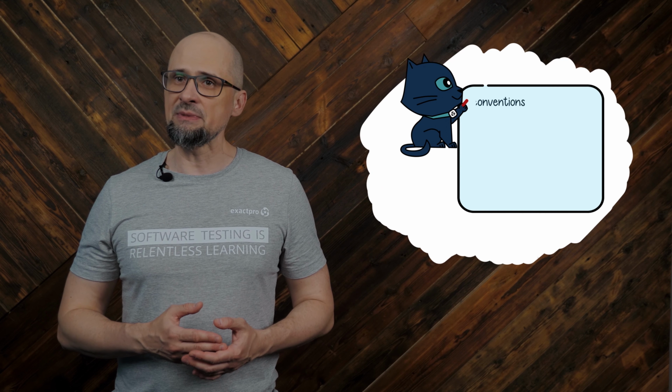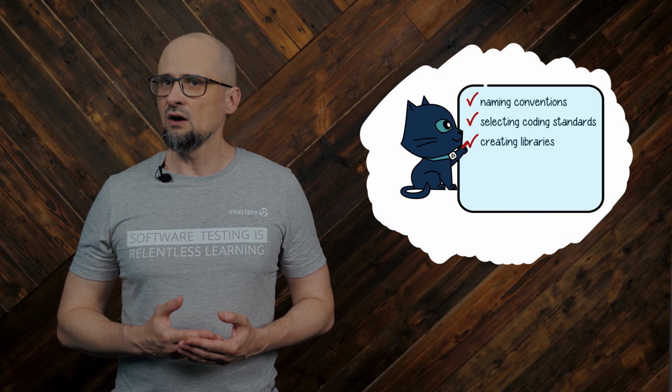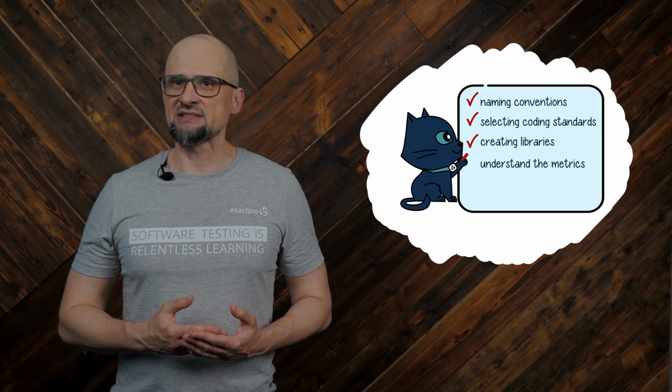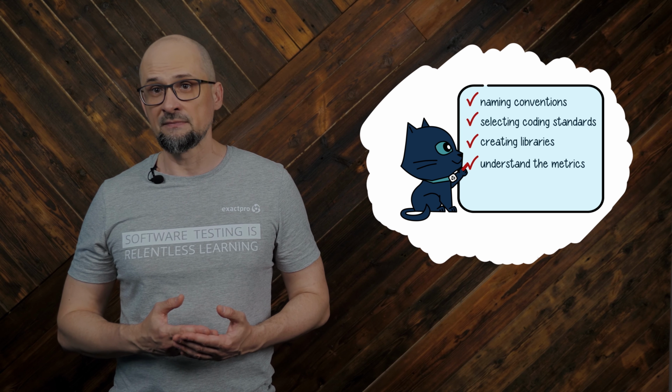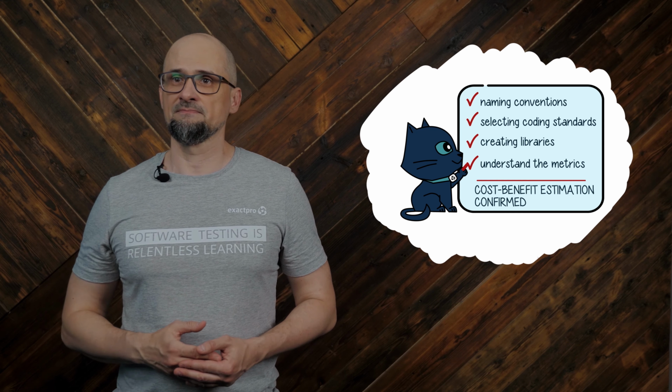Here, you settle on naming conventions, selecting coding standards, and creating libraries. Also, you should understand the metrics that you wish the tool to collect and report. And what's more important, you confirm your cost-benefit estimation. So all of the initial steps are taken, and we're about to introduce the tool to the rest of the company. But how do we ensure a successful deployment and ongoing support of tools within the organization?